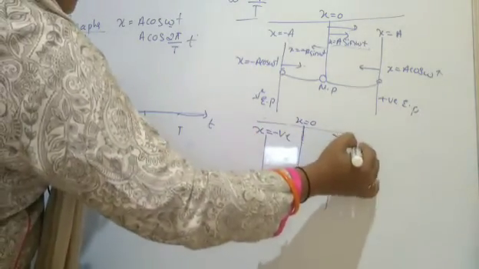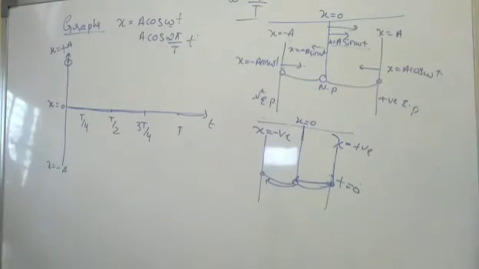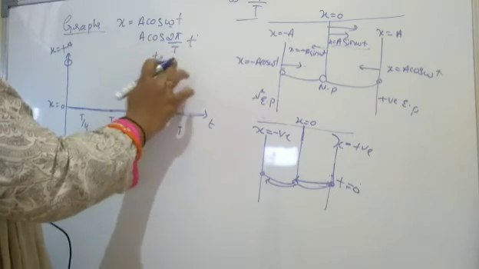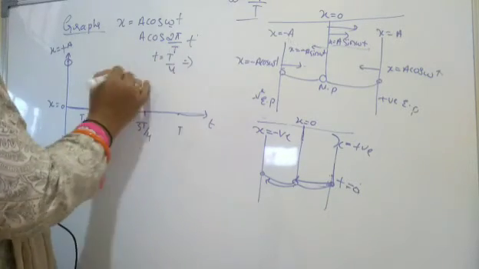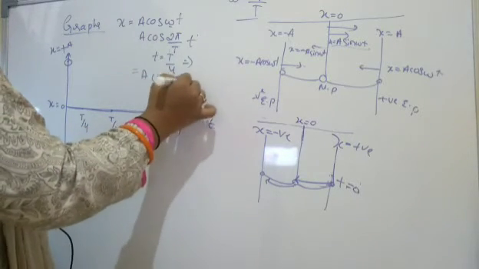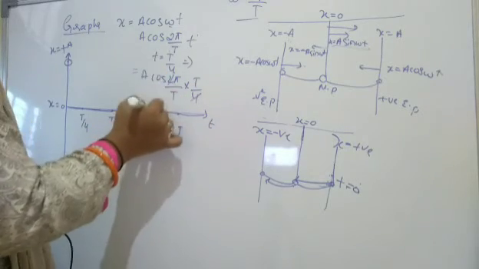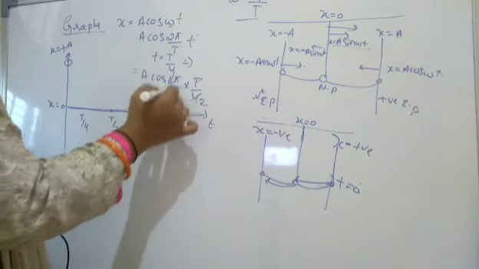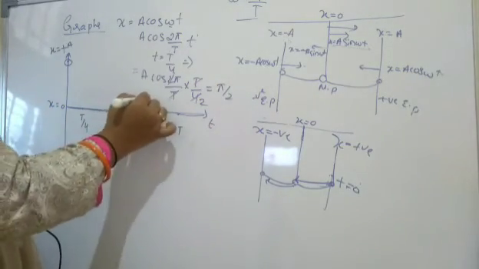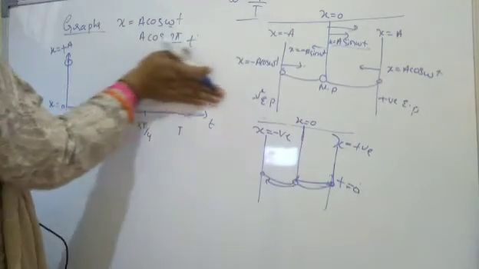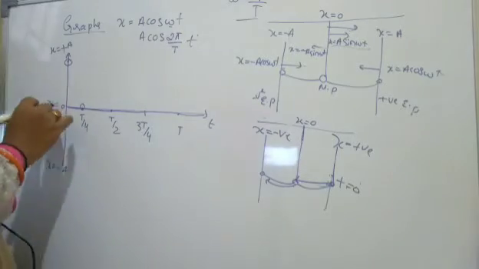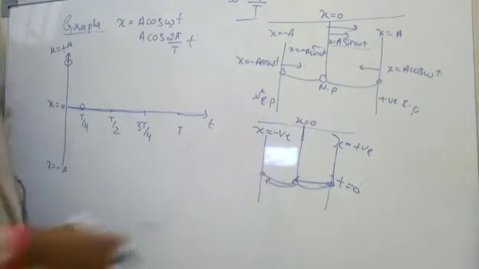It has to move, right? Put t is equal to t by 4 here. So t by 4, what are you getting? A cos 2 pi by t into t by 4. The t gets cancelled, cos pi by 2. Cos 90 is 0. So it will remain with a 0 only. Right? 0 in the sense, it comes to the original position.